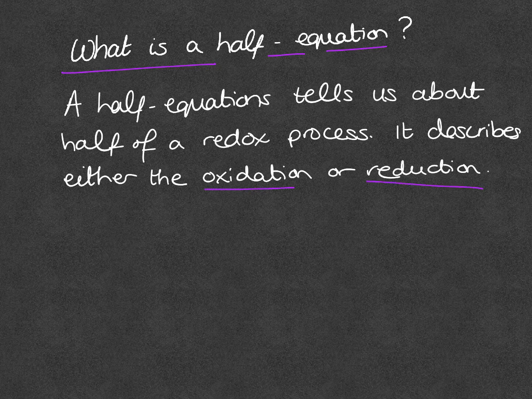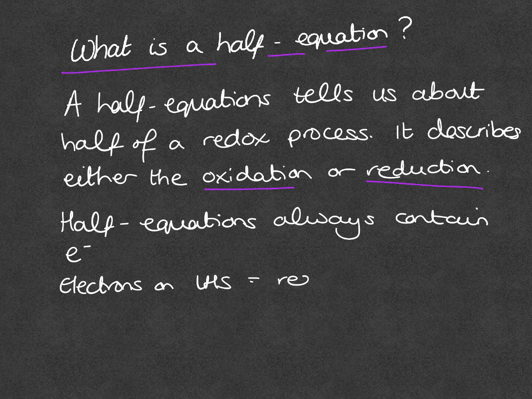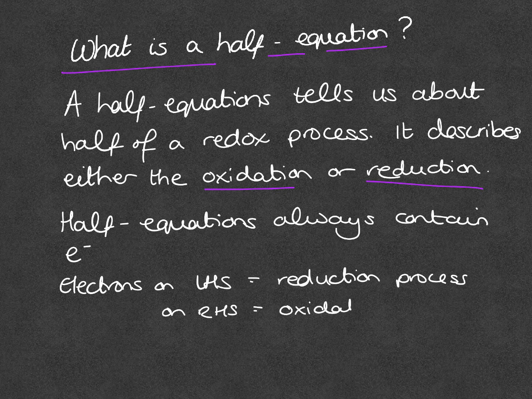Since all redox reactions involve electrons being transferred, half equations always contain electrons. And if you have got electrons on the left-hand side, then that's a reduction process and a reduction half equation. And if they're on the right-hand side, then it's the opposite. It's an oxidation process.